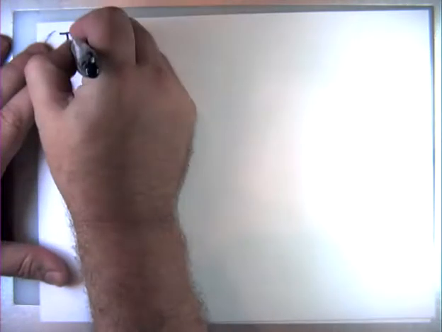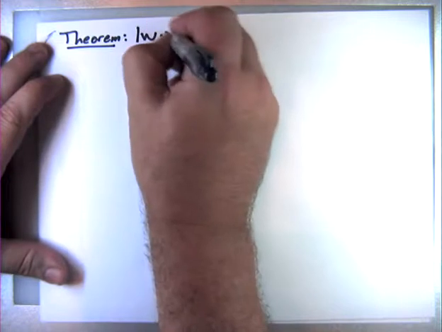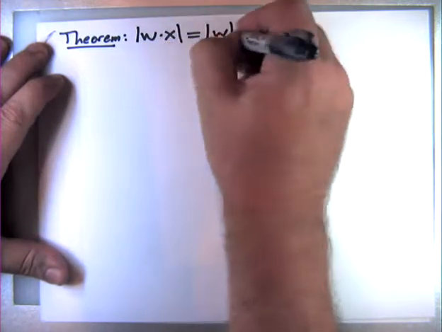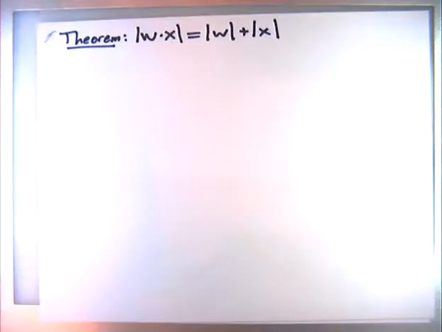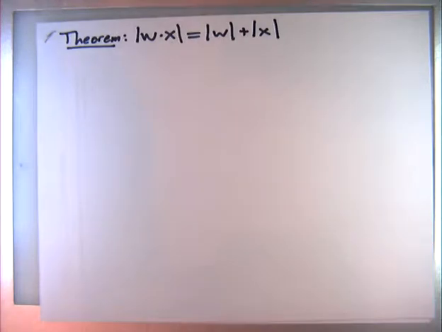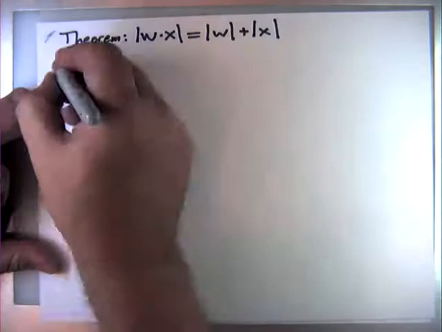So let's try something else. A slightly more interesting claim. If I concatenate 2 strings, then I add their lengths. Okay? All right, we know this is true, but let's walk through the proof. All right. So, proof.